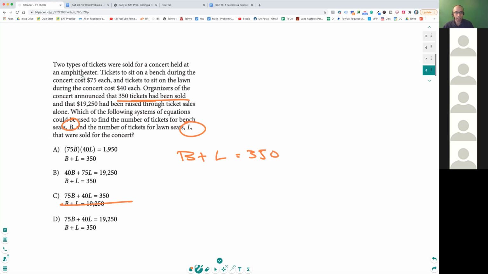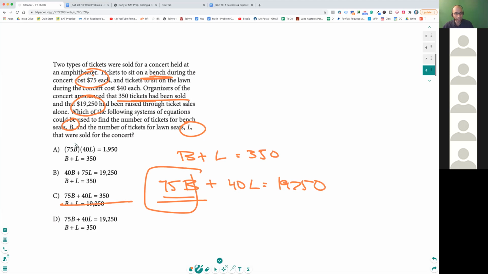Now, the next piece over here is you've got $75, and the bench is $75. So you're going to have B times 75, plus 40 times L, is equal to the total amount. The total amount is right over here, which is 19250. As soon as you see 75, you don't even need to solve anything else, because there's a plus sign, so you can cancel this, and you've got the answer immediately.